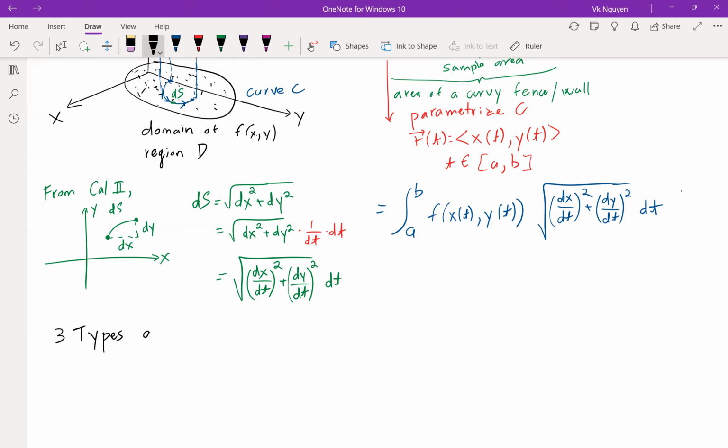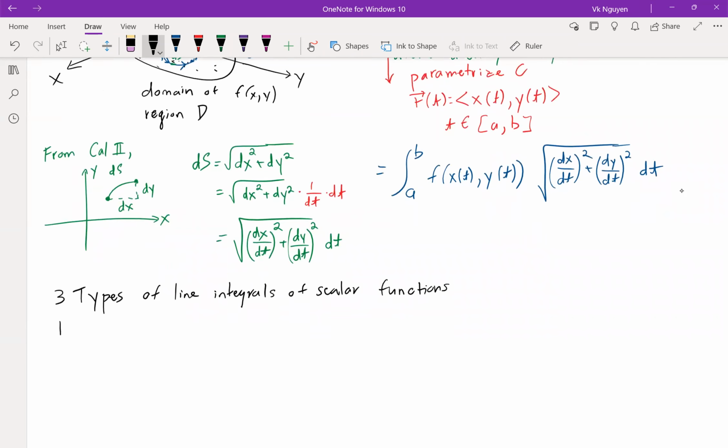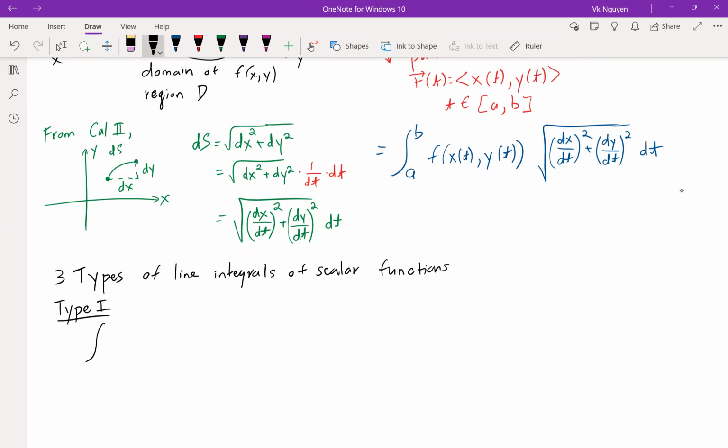There are three types of line integral of a scalar function. Here's type 1. The first type is just the integral over the curve C of f(x,y) ds. Everybody knows that is the area of a curvy wall, fence or wall.